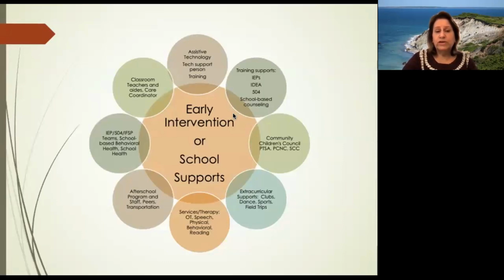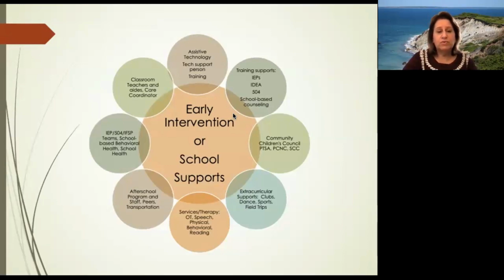What about extracurricular supports? Any clubs, dances, sports, field trips, services, therapy, speech, OT, behavioral? I'm not going to read all of them. You'll have these slides that you can go through and think through the process.